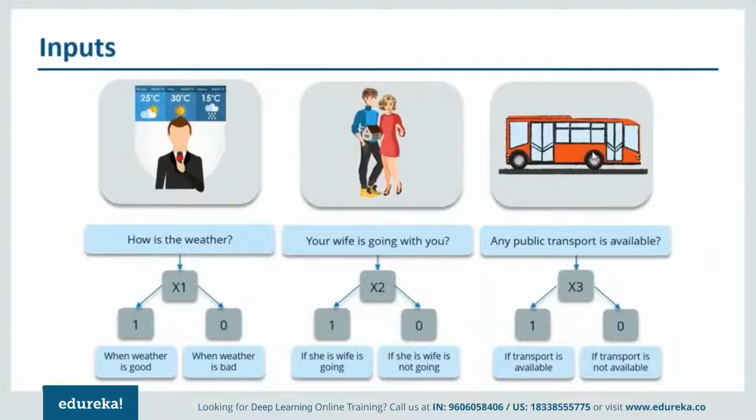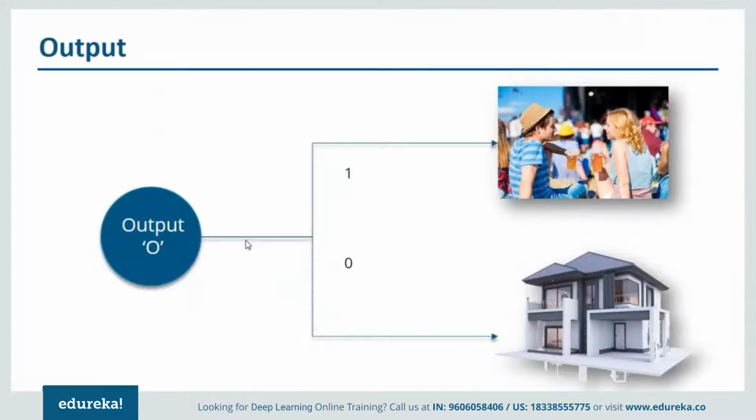Let's see what the various inputs are. The first input is how the weather is, which we'll consider as x1. When weather is good, it'll be 1, and when it is bad, it'll be 0. Similarly, whether your wife is going with you or not will be your x2. If she is going, then it's 1. If she's not going, then it's 0. Similarly for public transport, if it is available, then it is 1, else it is 0. These are the three inputs. Now the output: it will be 1 when you're going to the beer festival, and 0 when you want to relax at home. You want to have beer at home only, you don't want to go outside. So these are the two outputs, whether you're going or not going.